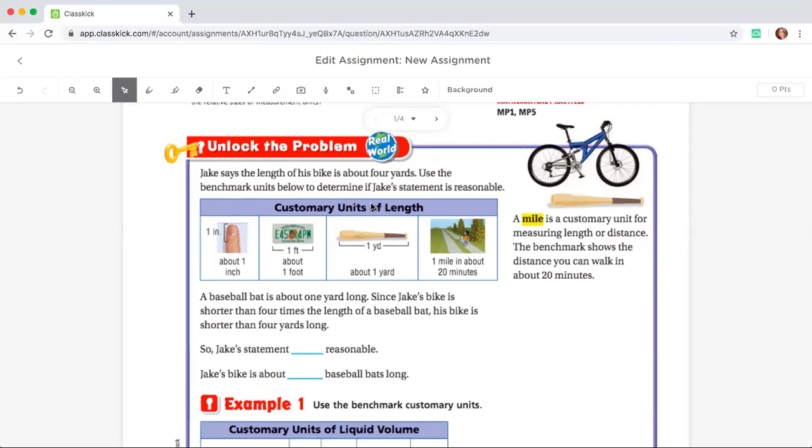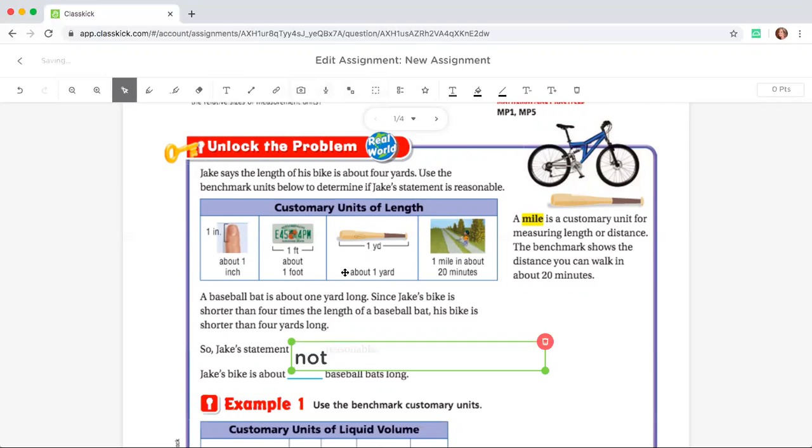Use the benchmark units below to determine if Jake's statement is reasonable. So could Jake's bike be 4 baseball bats long? No, that would be way too long. Since a baseball bat is 1 yard long, Jake's bike is shorter than 4 times that length. So his bike is shorter than 4 yards long. So Jake's statement is not reasonable.